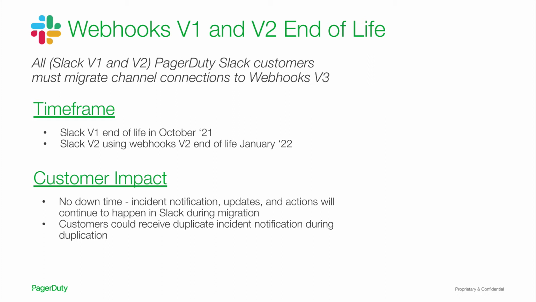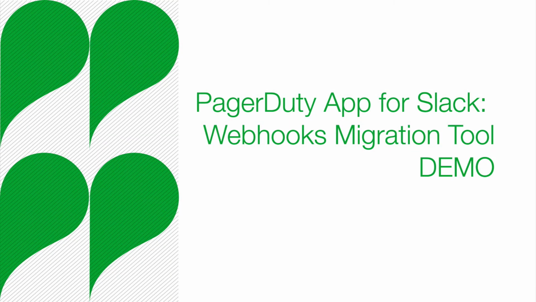Slack v1 end of life is going to be in October 2021, and then Slack v2 that is using our old webhooks, if you haven't completed the migration, will be end of life in January 2022. Remember, there's no downtime impact, and if you complete the migration using the tool, it'll be super quick and easy for customers, and it'll run on the back end. Now for a quick demo.